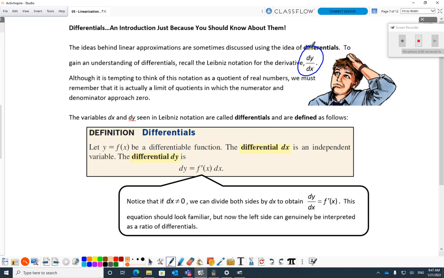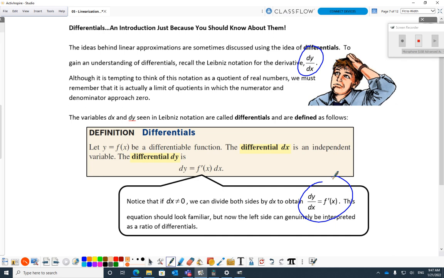Where does this come from? Well, we found out that these two things might be sort of separable. You might be able to tear them apart a little bit. And that's what we do here. We move the dx over to the other side. Look here: dy by dx is f prime. If I move the dx over and multiply it over there, I get f prime times dx.